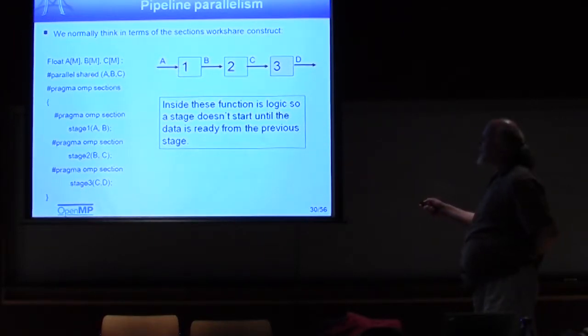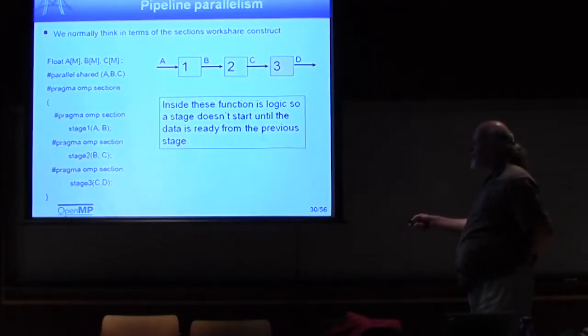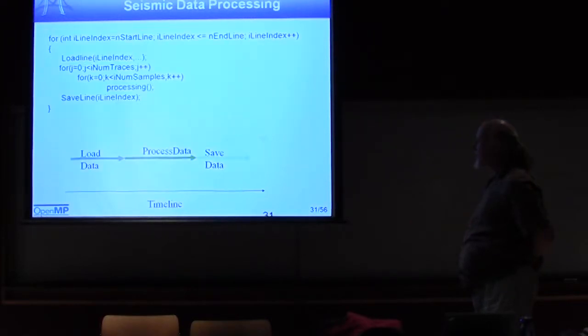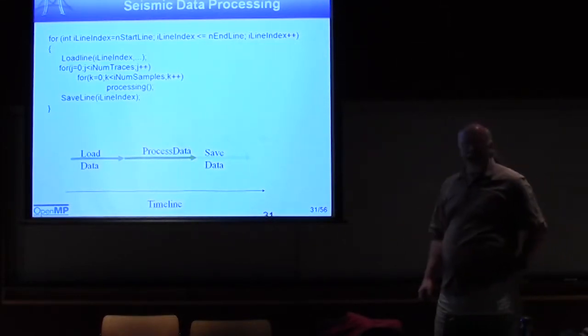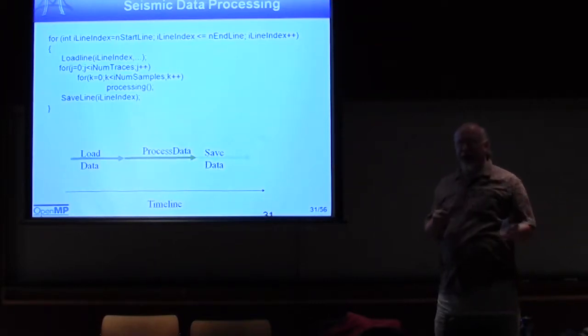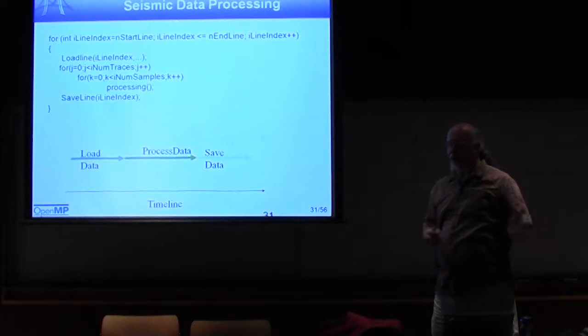So this is just a graphical example of this. We have a stage 1, stage 2, and stage 3 parallelism. Okay? And this is a real example from some seismic data processing where Tim spent a lot of time. You load the data, you process the data, you save the data. And what makes this pipeline is you have a lot of data to load, and you can just keep loading it. You have a lot of data to process, you just keep processing. You have a lot of data to save.